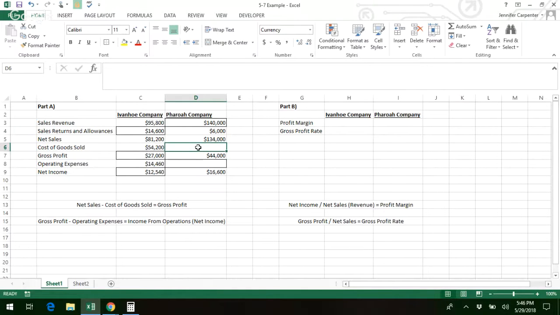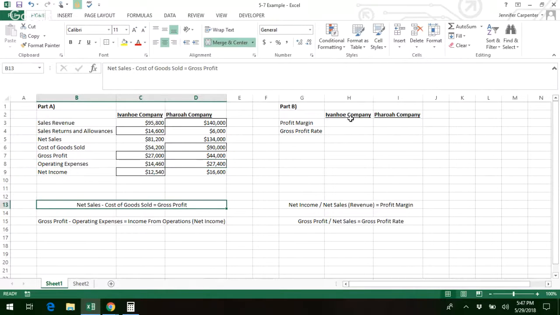You'll get 140,000 for sales revenue. And your cost of goods sold, now you're going to take net sales, which we just had, and subtract out your gross profit down here, which is given. And your cost of goods sold will be 90,000. And then for operating expenses, again, you're going to take gross profit and subtract out net income and get 27,400 for your operating expenses.